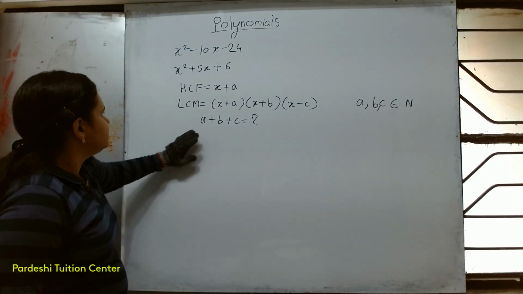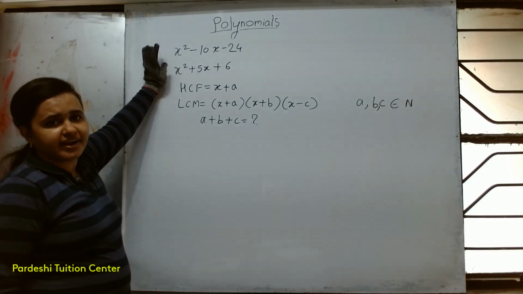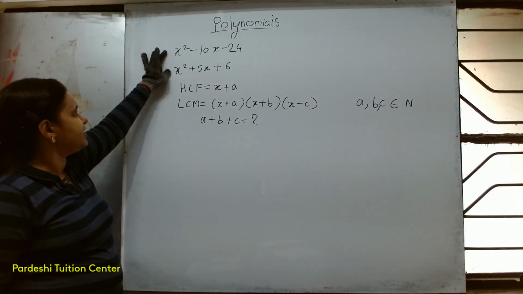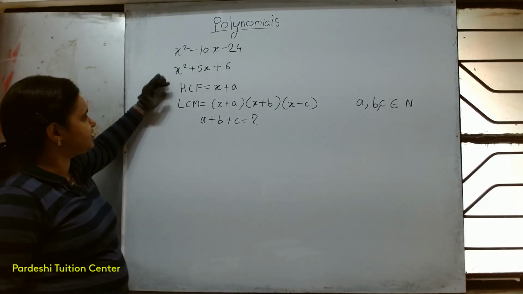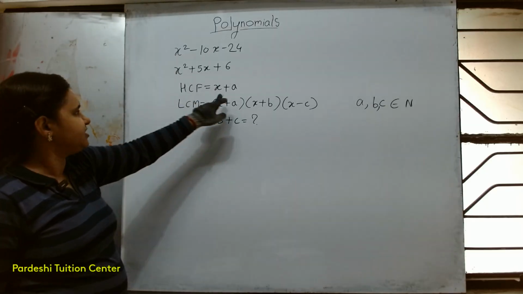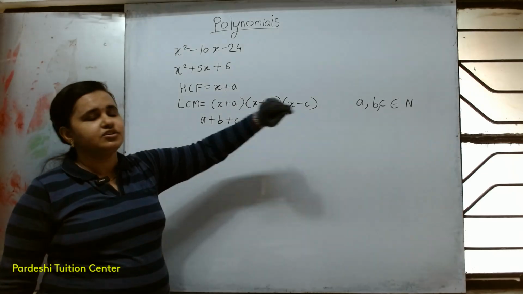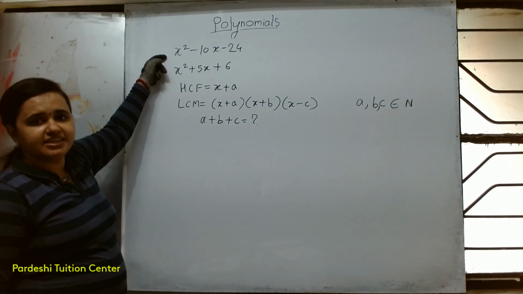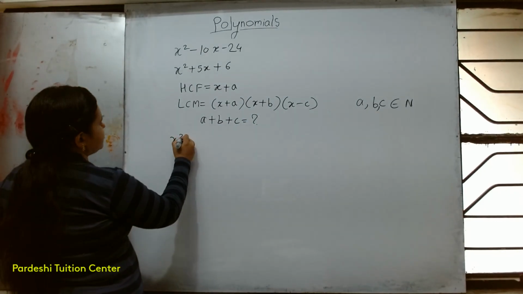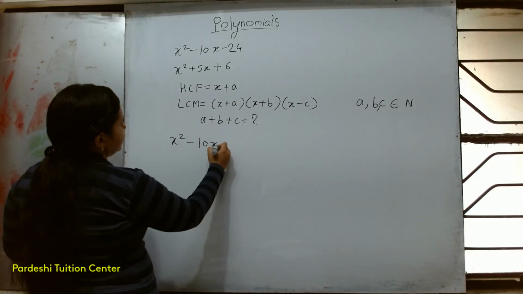Okay, so now we will find the factors of these two polynomials. We will directly find the HCF and LCM. The HCF and LCM are given, but in the form of a, b and c. So first we will find the HCF and LCM, so we can get the exact values.